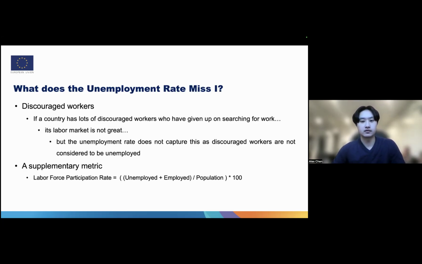And so I kind of mentioned it earlier. What does the unemployment rate miss? Discouraged workers. If a country has lots of discouraged workers who have given up on searching for work, its labor market is presumably not great. But the unemployment rate does not capture this, as discouraged workers are not considered to be unemployed.